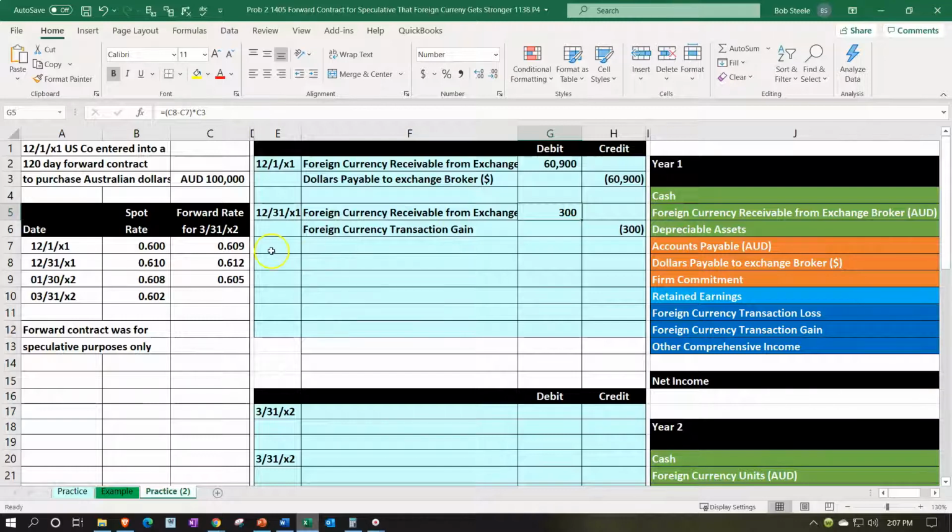But now it's become due. So now we're actually at the end point. So now it's 3/31, and it's become due at this point. So now we have to pay off the payable, which is a straightforward transaction because it's just going to simply be in US dollars.